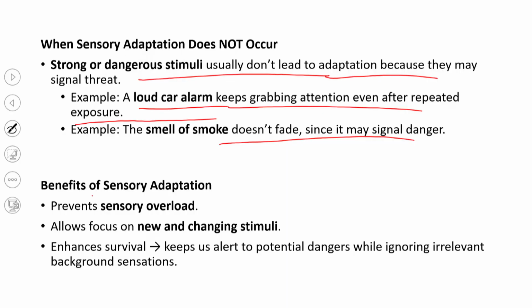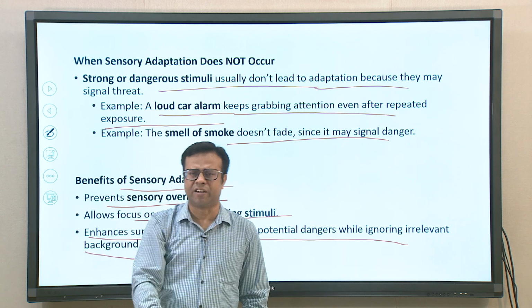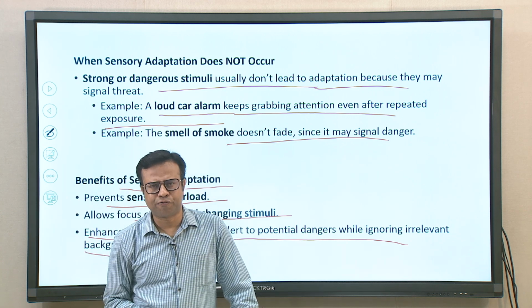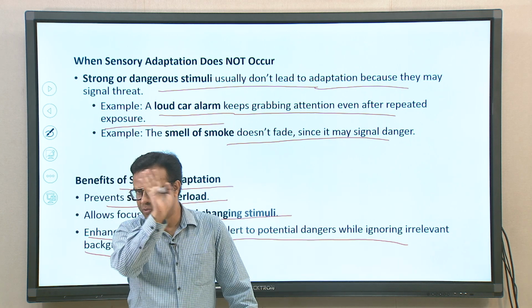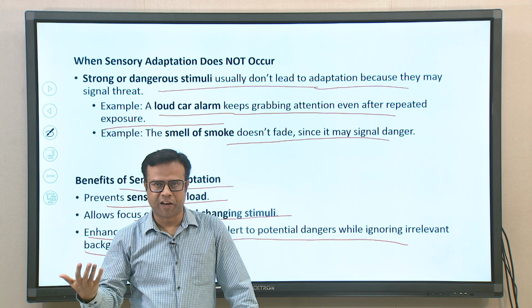Sensory adaptation has so many advantages. As we said, without sensory adaptation we would be overloaded, and we cannot pay attention to constant things all the time. So, it prevents sensory overload, allows focus on new and changing stimuli, and helps us to survive, keeping us alert to potential dangers while ignoring irrelevant background sensations. If something is constantly there and it is not relevant, then what is the point of spending energy on that? So, your system automatically looks into other factors. It helps you to survive in day to day life.